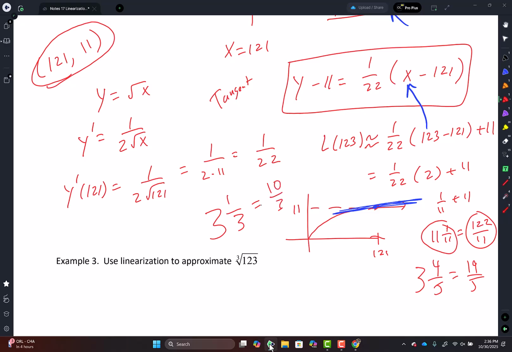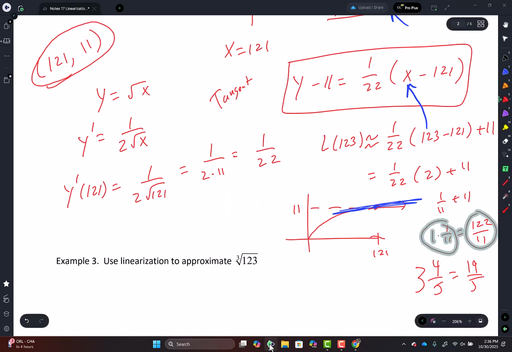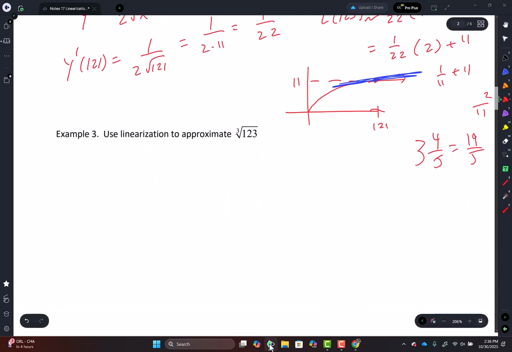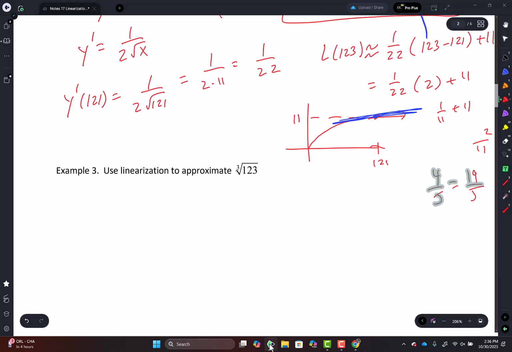Okay, anyways, that's not calculus, so I'm just going to erase it. That's just talking about numbers. So that's all I did, but not a big deal. What was this? 122?